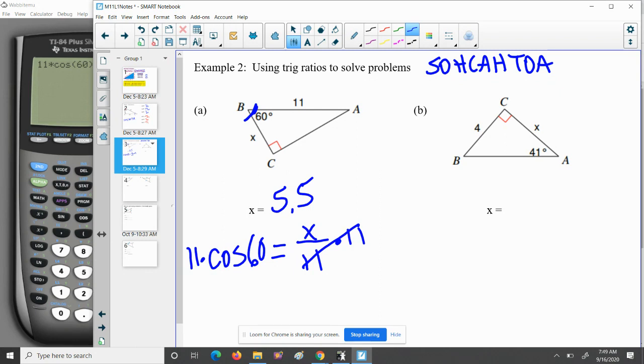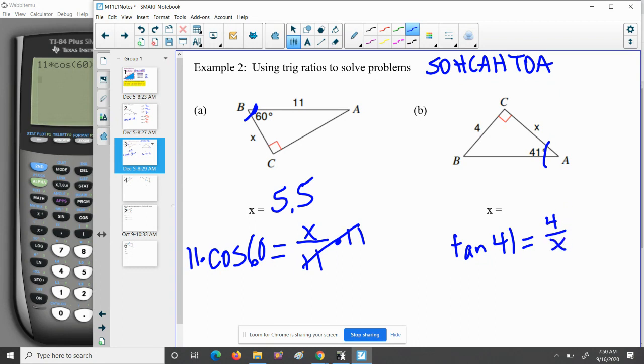Okay? Now, the next example, we have to use trig. That's not a special right triangle. So let's go through this one. Let's take a look at our angle. Remember, your angle is your reference point. So looking at this angle of 41, we have 4, which is opposite, and we have x, which is adjacent. Okay, so what uses opposite and adjacent? That would be tangent. So we could say tangent of 41 equals opposite 4 over adjacent x.